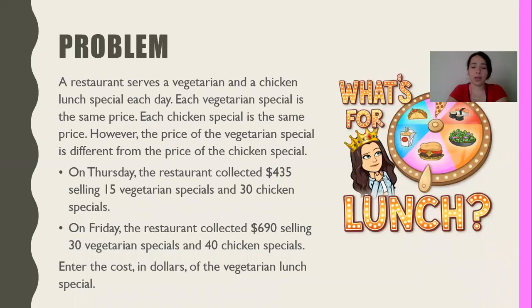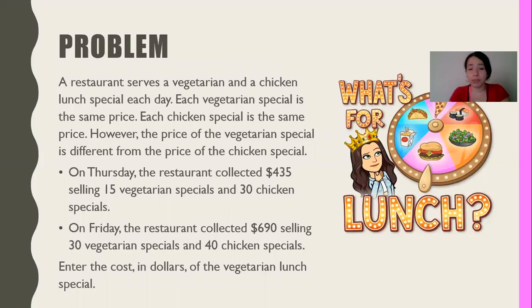The problem: a restaurant serves a vegetarian and a chicken lunch special every day. Each vegetarian special is the same price, and each chicken special is the same price. However, the price of the vegetarian special is different from the price of the chicken special. This means that every day, no matter what day you go, you pay the same thing for the vegetarian special. Same for the chicken special. But those two don't cost the same.